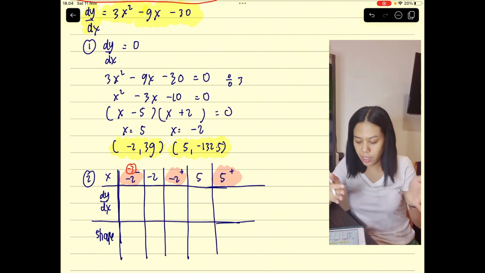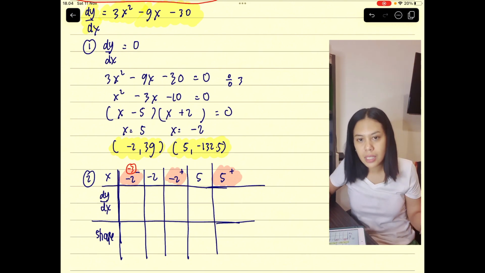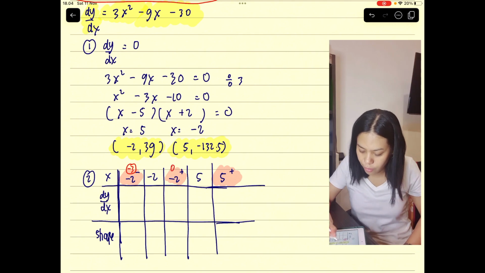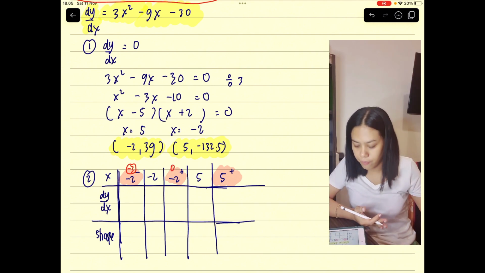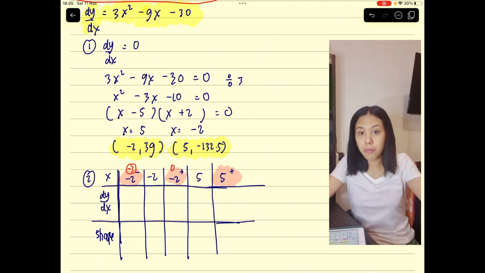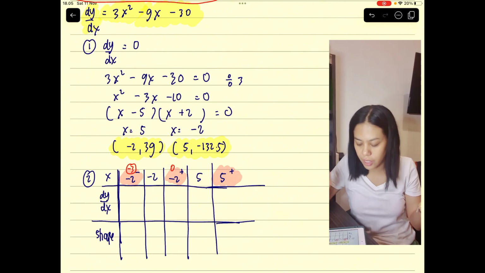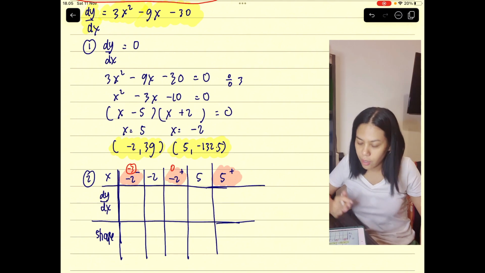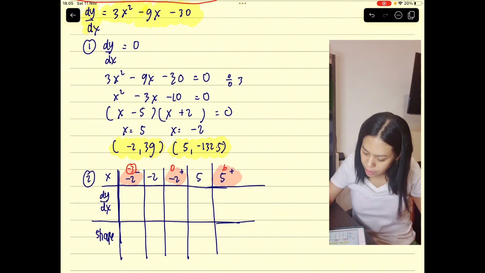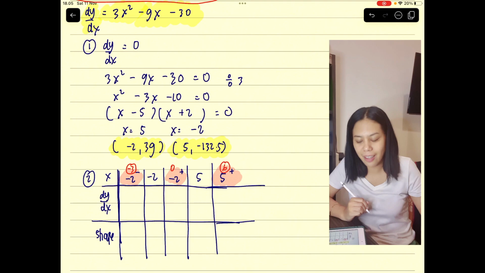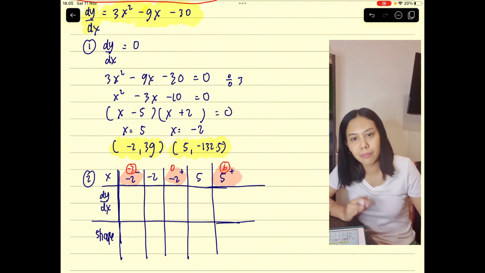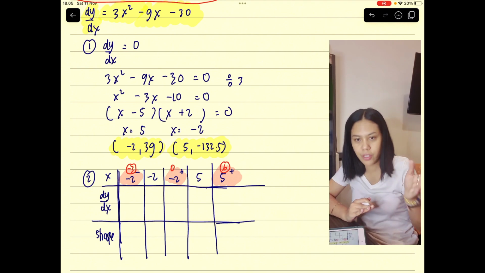And then the one in between -2 and 5, I'm going to choose the easiest number, which is 0. Can I put 1? Yes. Can I put 4? Yes. But why put those numbers? Let's put the easier one, which is 0. And on the right side of 5, I'm going to put 6. What we need is actually the sign of the dy over dx of those neighbors.